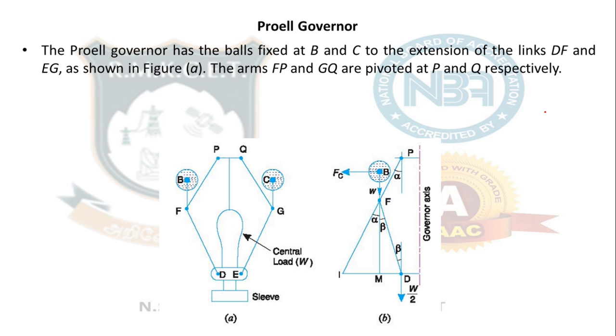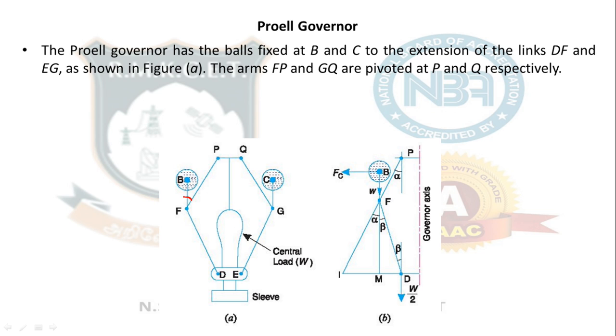They are not exactly mounted here, but they are mounted on extended links. This link is freely swingable. It can move like this. It can take various possible positions. It can swing freely above F here. So that is a small difference between the Proell governor and the Porter governor.